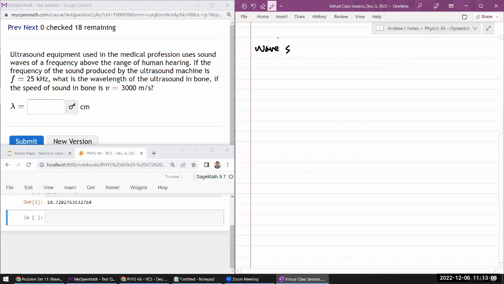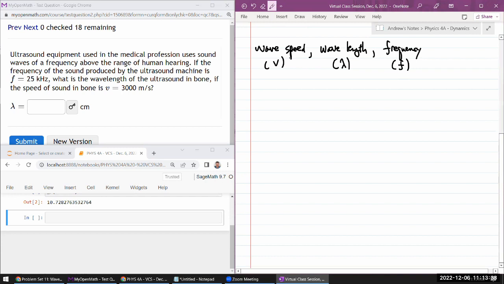Wave speed, for which we usually use the letter V, or sometimes a C. Wavelength, for which we use the letter lambda. And wave frequency, or just the frequency, for which we almost always use the letter F. In upper division, you might see the Greek letter nu. I won't use that in this class because it's so confusing with the V.